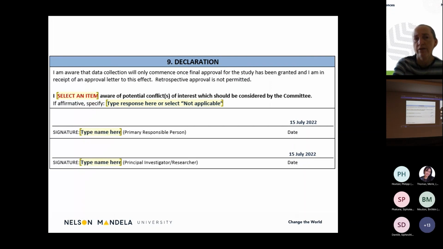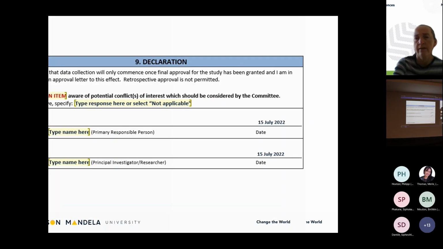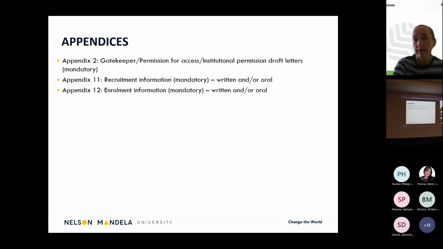The last section is just signatures. I am not aware of potential conflicts of interest. If I am, declare it. There's no harm done. Ethics committees are objective. They will take that into account. And then the PRP and the PI must sign, and these are the appendices that relate to the sections we've dealt with now. Appendix 2, 11A and B, Appendix 12A and B, the written and the oral.